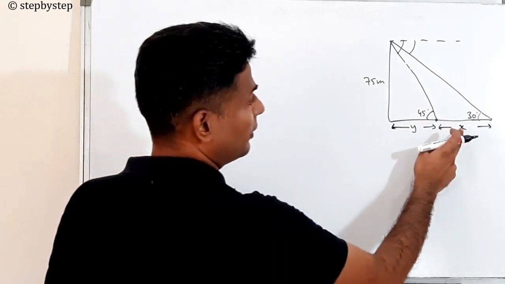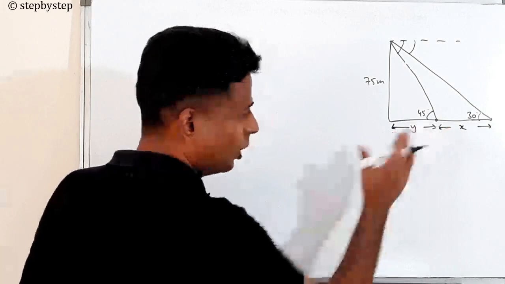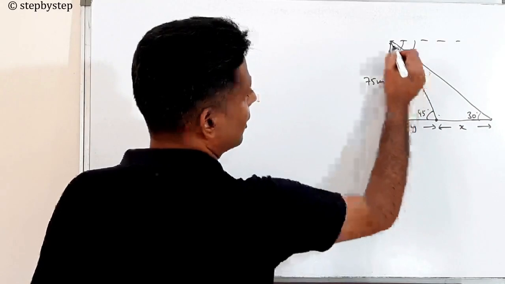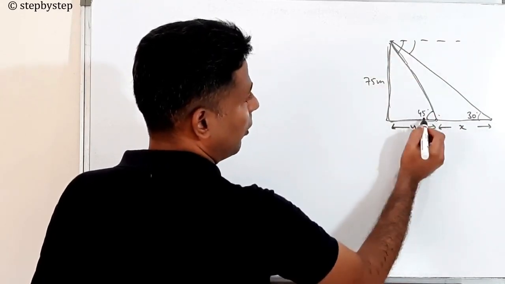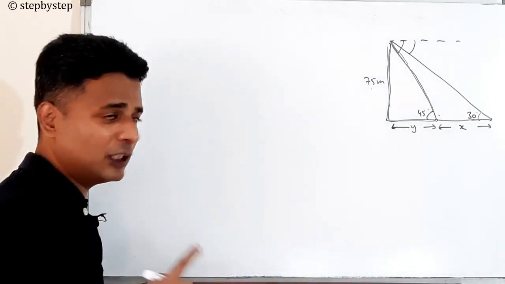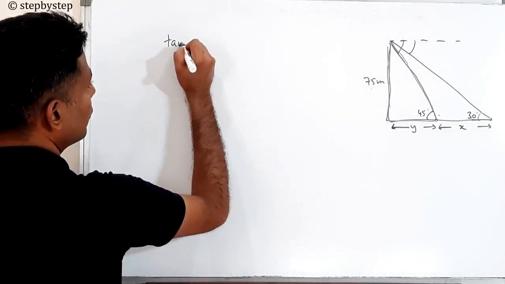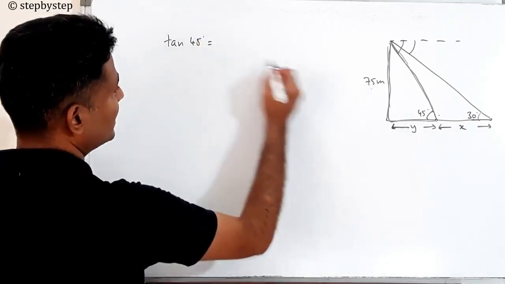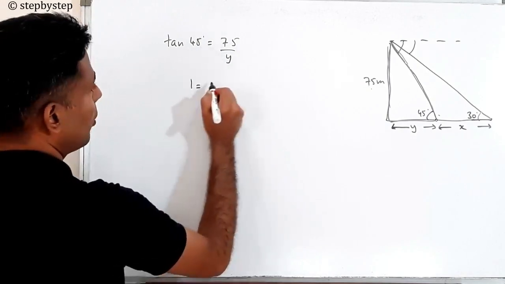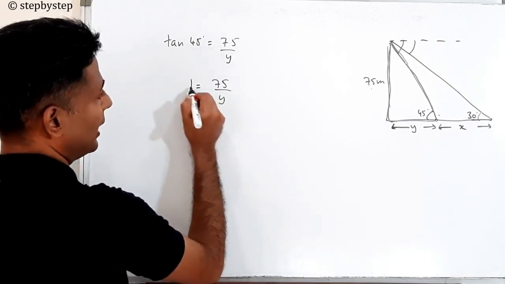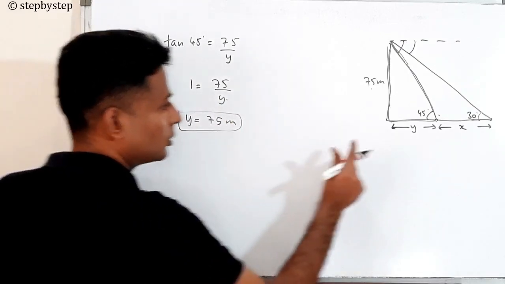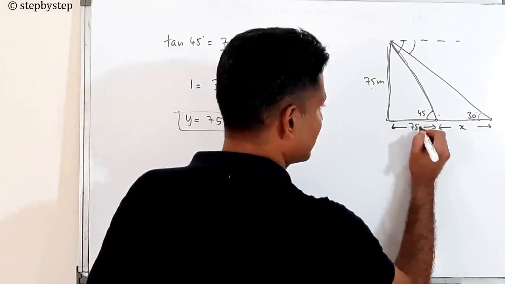Why? Because we have two unknowns. To find this, first we need to know this or the whole thing, right? Now see the first triangle, this triangle. What do we have? 45. We have the opposite side and we need to find the adjacent side, which means we'll use tan. So tan 45 degrees equals opposite by adjacent, that is y. Tan 45 is 1 equals 75 by y. When I transpose, 1 into y equals 75 meters. So I got this as 75 meters.